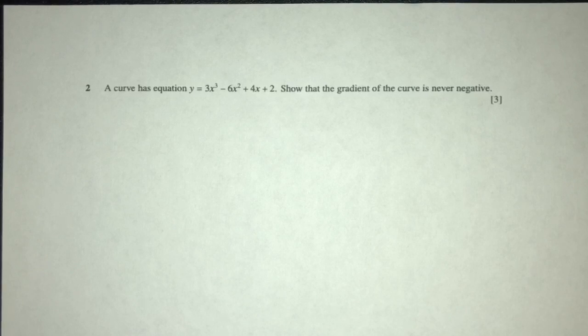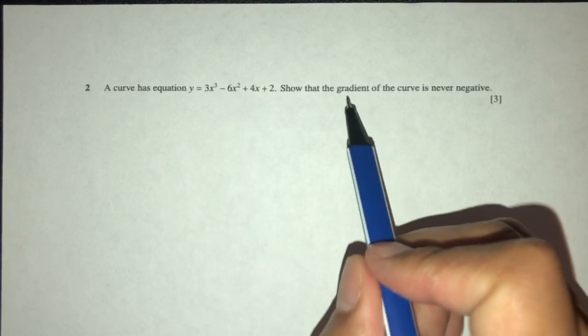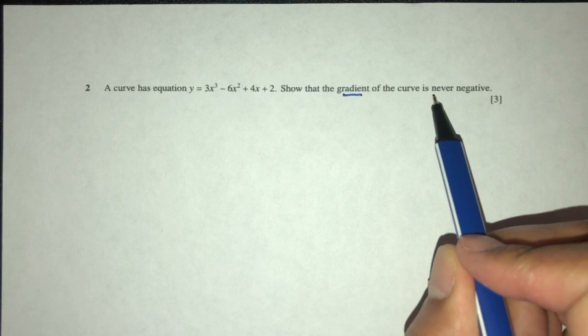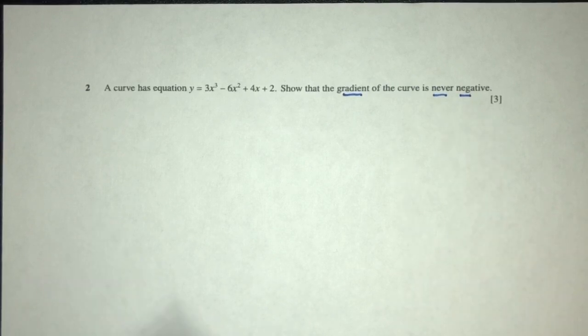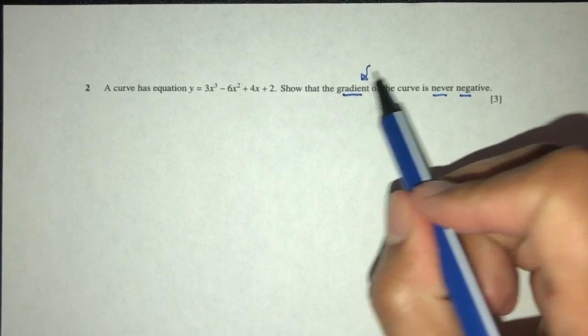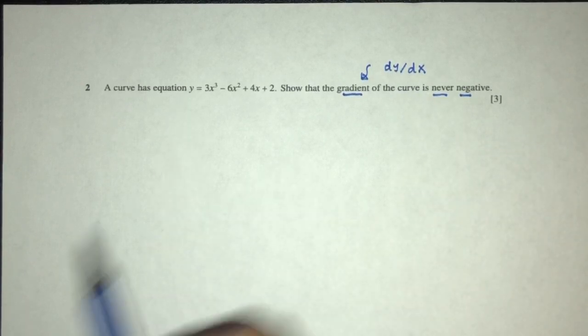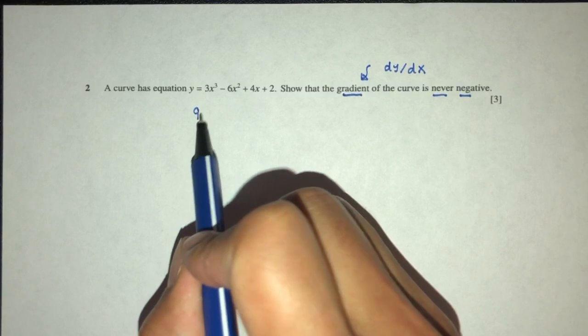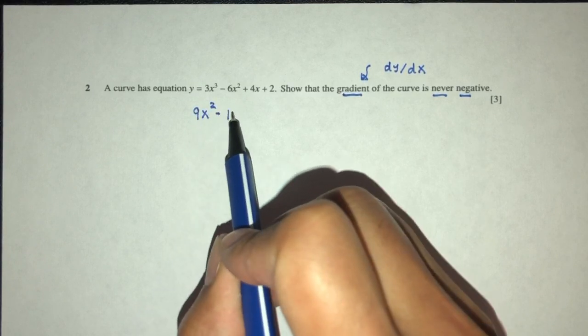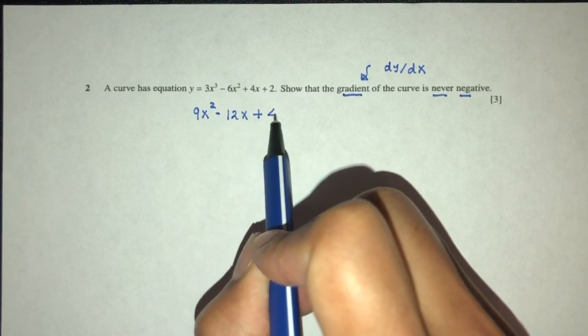A curve has equation y equal to this. We have to show the gradient of the curve is never negative. So pretty easy. What is gradient of the curve? We understand it is dy by dx. Right, so let's find dy by dx. That will be 9x squared minus 12x plus 4.